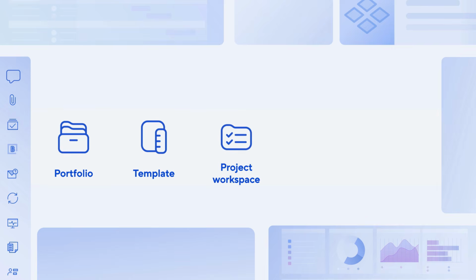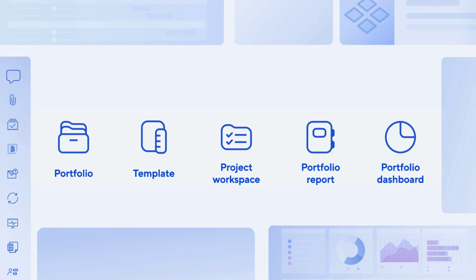Portfolios are built around 5 pieces. The portfolio is your container, everything organized in one place. The template is your starting point, built once for every new client. Project workspaces are where each project's assets live. Portfolio reports automatically pull data across projects. And finally, portfolio dashboards for a visual summary of everything going on.